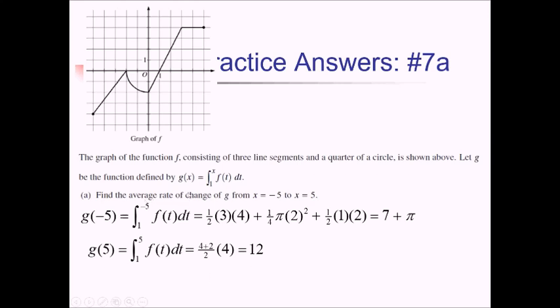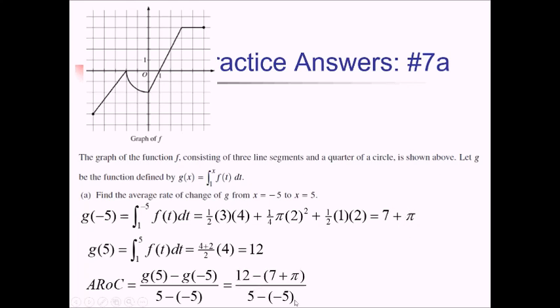So now, average rate of change on g from -5 to 5, again, that's going to be g of 5 minus g of -5, all over 5 minus -5. So this ends up being, let's see, 12 minus this stuff here. I'll put this in parentheses. And you could leave it like this because you've got all constants, but if you really felt the need to simplify, this is going to be, let's see here, -7 minus pi. So that ends up being a 5 minus pi on top, and down below this is going to add up to 10. So this is as simplified as it's going to get.